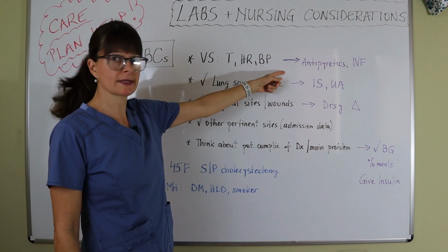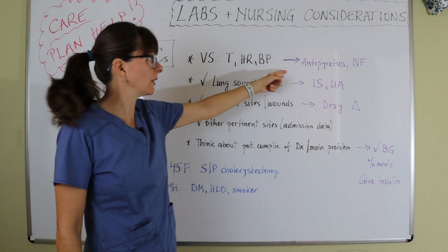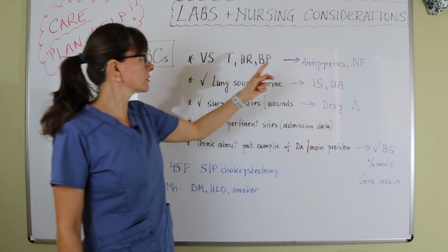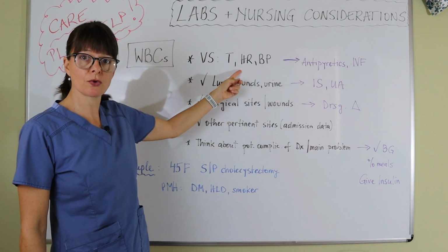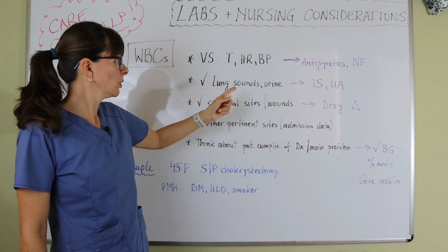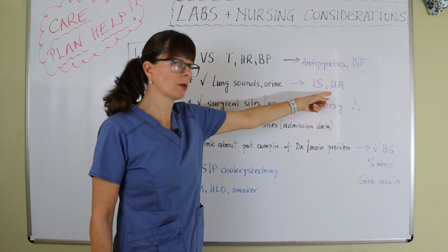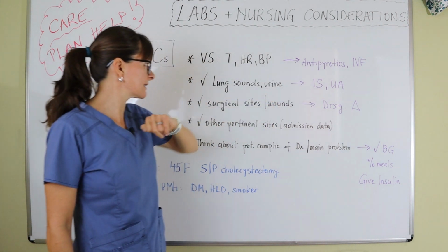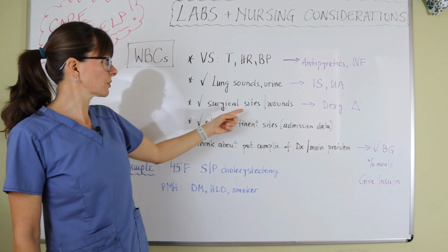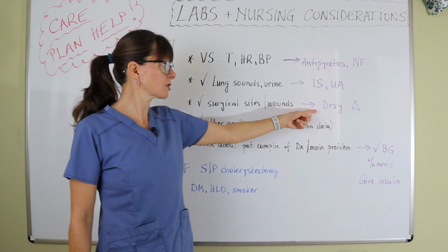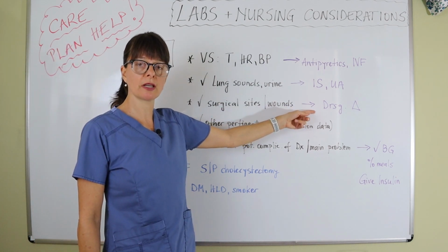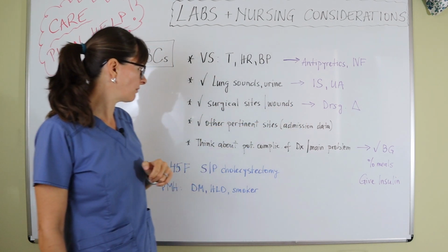So we can give her antipyretics to get that fever down. We can also give her IV fluids to keep her hydrated, get the heart rate down and the blood pressure up. We can encourage the use of an incentive spirometer and or maybe check a urinalysis if that's indicated. For any surgical sites, after we assess them, we want to check for dressing changes and any wound care that we might need to be providing.